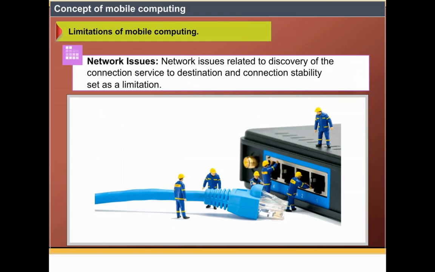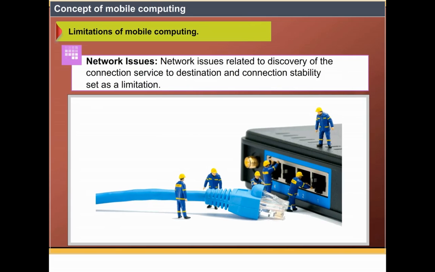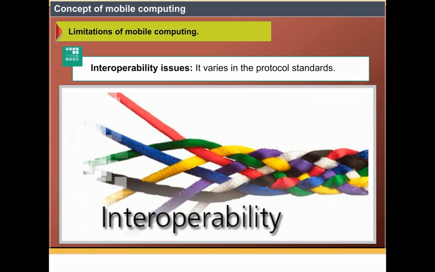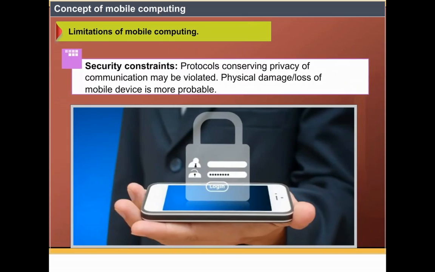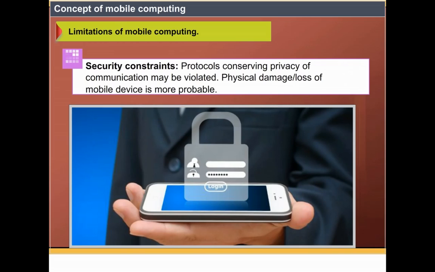Network issues. Issues relating to discovery of the connection service to destination and connection stability. Interoperability issues. The varying protocol standards. Security constraints. Protocols conserving privacy of communication may be violated. Physical damage or loss of mobile device is more probable.